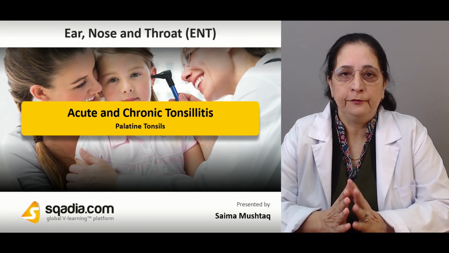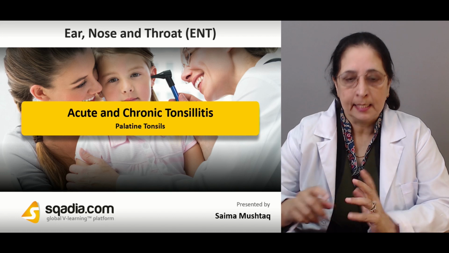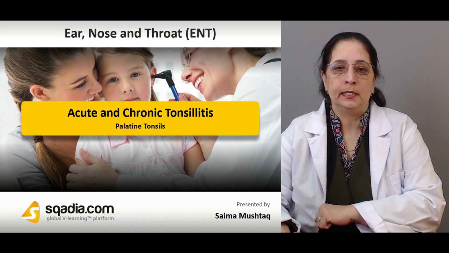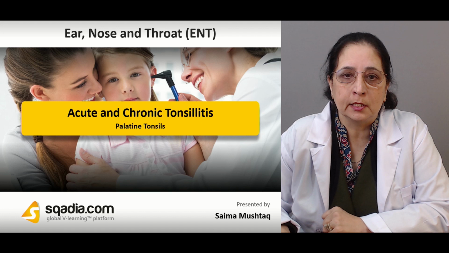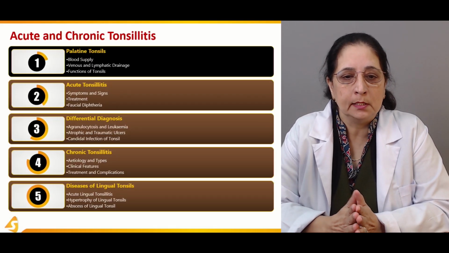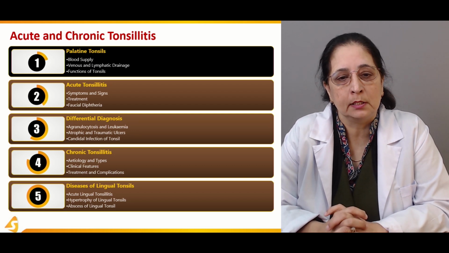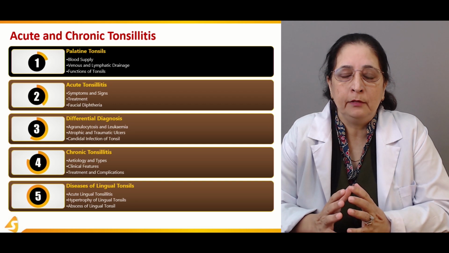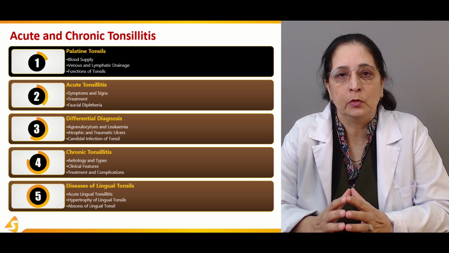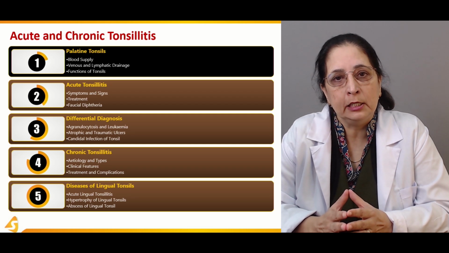Let's start the first section of our lecture, acute and chronic tonsillitis. In this section, we will discuss the palatine tonsils: the blood supply of palatine tonsils, the venous and lymphatic drainage of palatine tonsil, and also the functions of the tonsils, what are the important functions carried out by the tonsils.